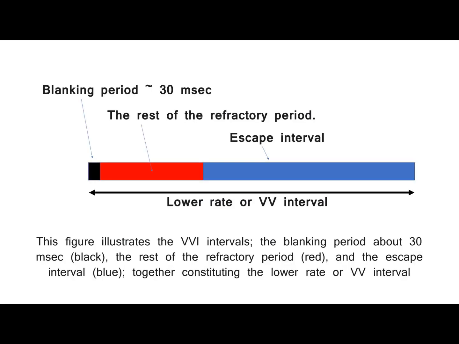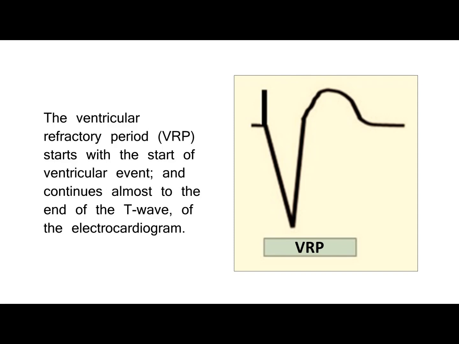This figure illustrates the VVI intervals, the blanking period about 30 milliseconds, black, the rest of the refractory period, red, and the escape interval, blue, together constituting the lower rate or VV interval. The ventricular refractory period, VRP, starts with the start of ventricular event, and continues almost to the end of the T wave, of the electrocardiogram.